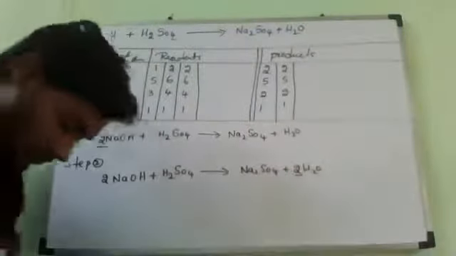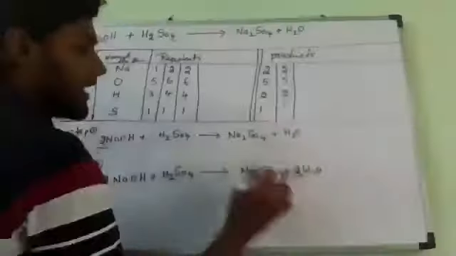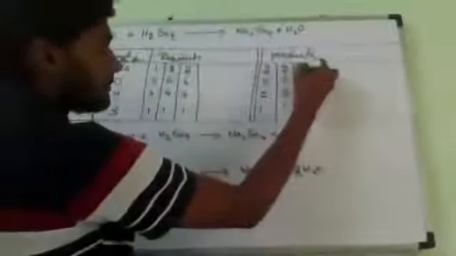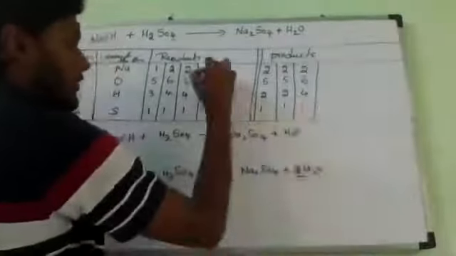Yes or no? Why so little response? I don't know what is happening. Now observe. Tell me the number of atoms on the reactant side. Sodium 2. Oxygens 4 plus 2, 6. Hydrogens 4. Sulfur 1. Now you verify: 6, 6, 4, 4, 1, 1. Is it balanced or not?